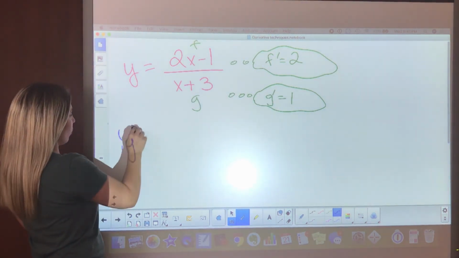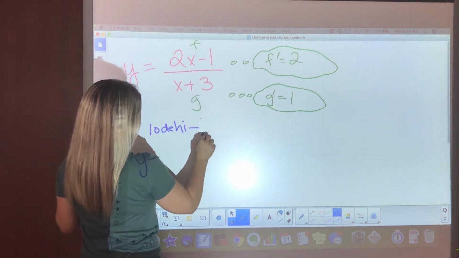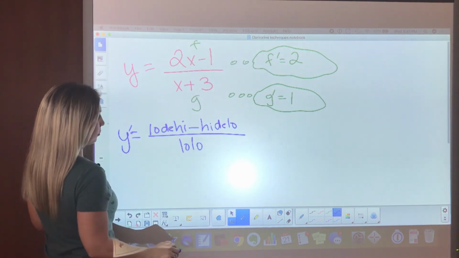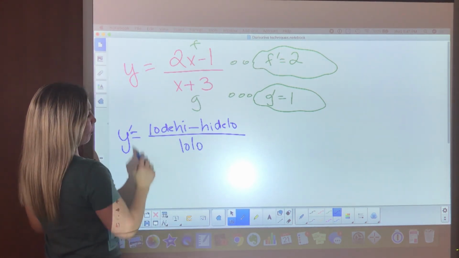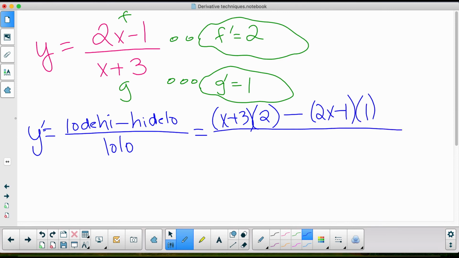I'm going to write out my equation. I need low d high minus high d low all over low low. So my low piece is my g, x plus 3. Times the derivative of my high piece, which is 2, minus my high piece, 2x minus 1, needs to be in parentheses for sure, times the derivative of my low piece, which is 1, all over x plus 3 squared.